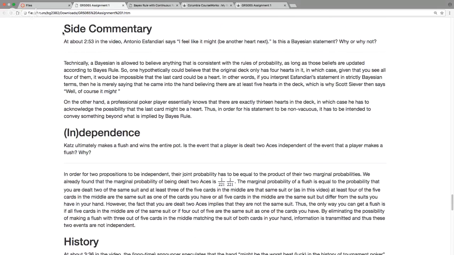So in order to interpret this statement as not just being a tautology, it has to be that you have some premonition or something like that, something beyond what's implied by Bayes' rule, that it could be a flush.